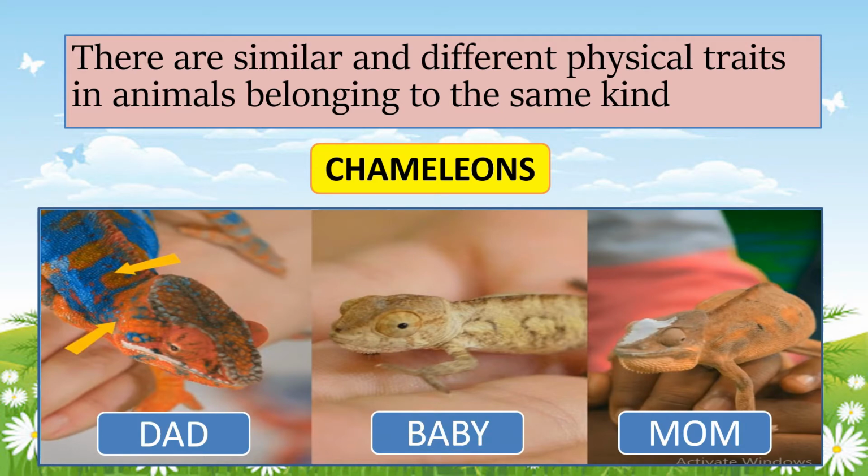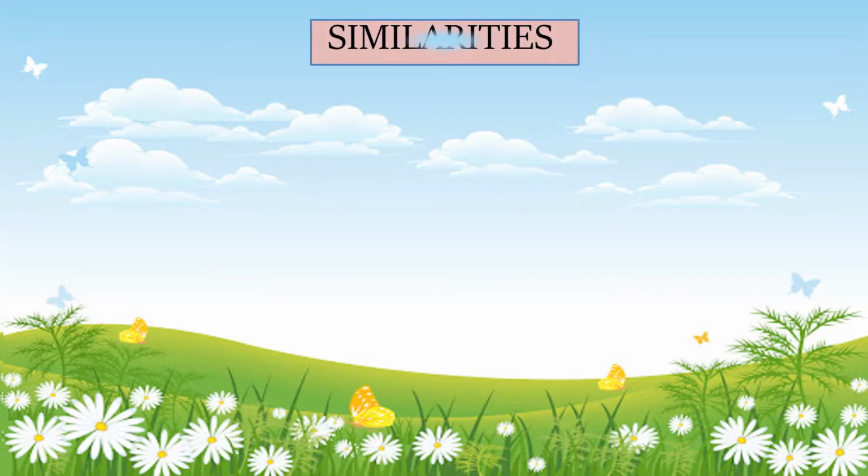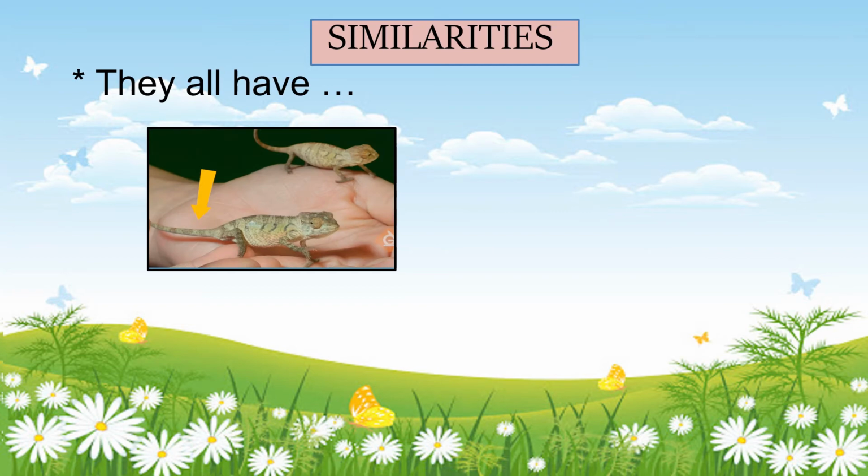Let's look at the difference between the two parents. The dad is more colorful and has stripes, while the mom has darker circles on her scales and spots that are more red. Let's see what all these baby chameleons have in common, or their similarities.